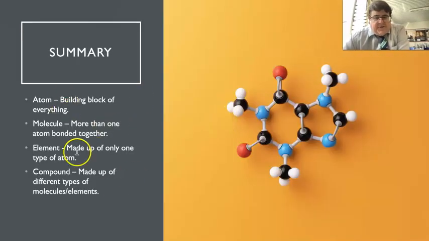Just a very quick summary of everything we discussed. Atom, building block of everything. Molecule, more than one atom bonded together. Element, a molecule made up of only one type of atom. Compound, made up of different types of elements and molecules. So there, basically, in all of those 5 slides before, this is what we're summarizing. Okay?